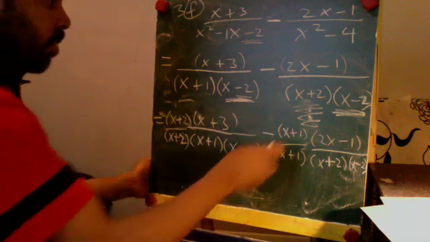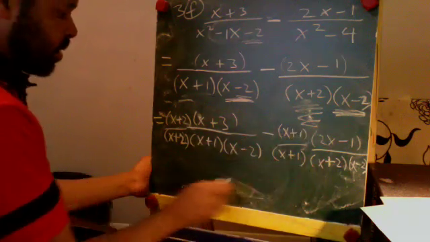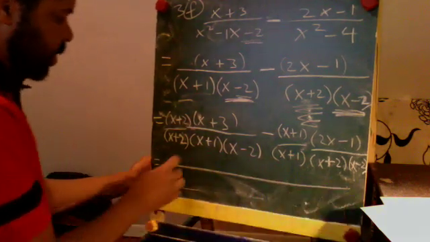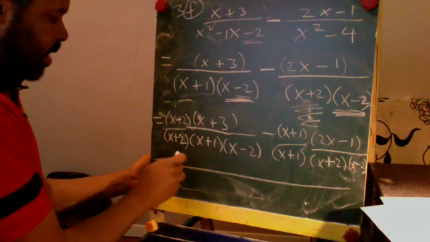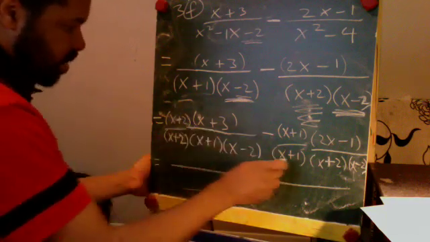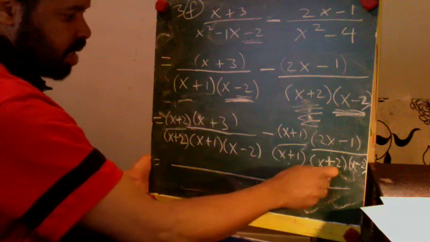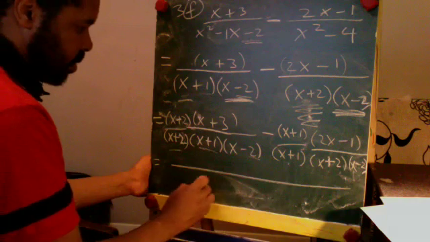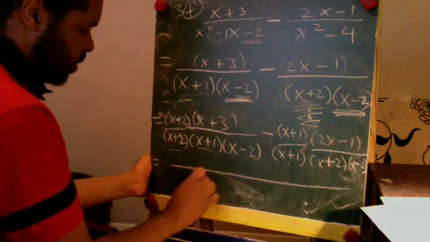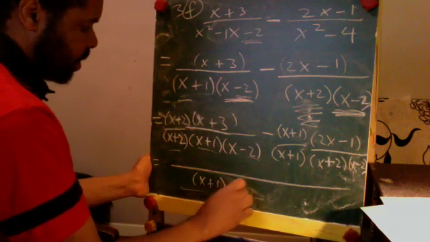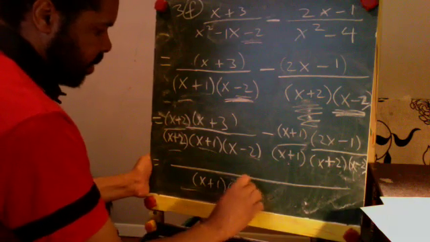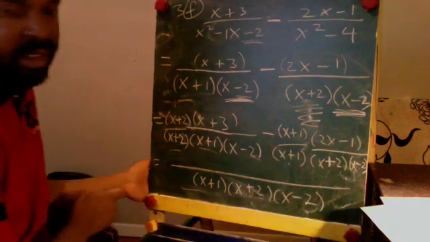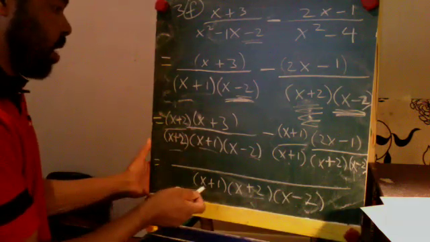All right, so now we're not going to cancel out, that's the temptation. There's no canceling out yet. What we're going to do is look at the common denominator, and here it is. The common denominator is going to be x plus 1 times x plus 2 times x minus 2. That is the denominator. And now the numerator, I have to do some mathematics.